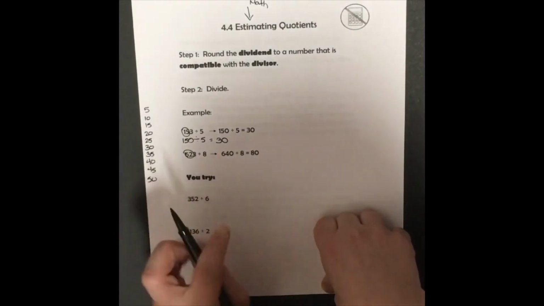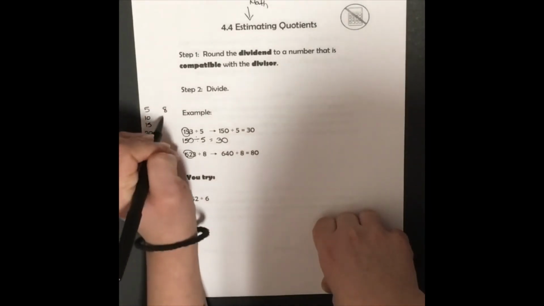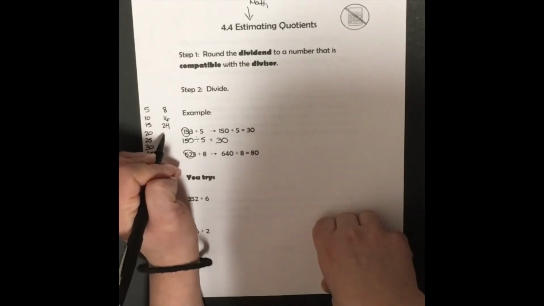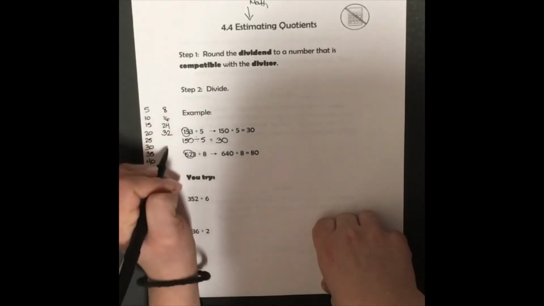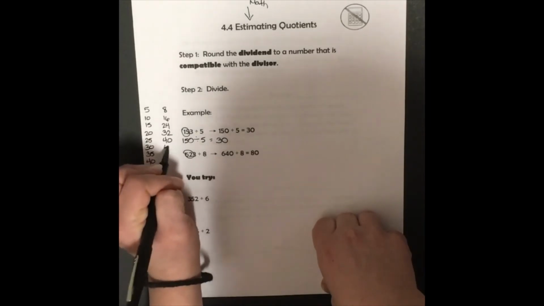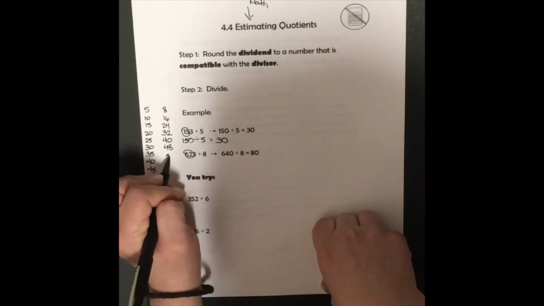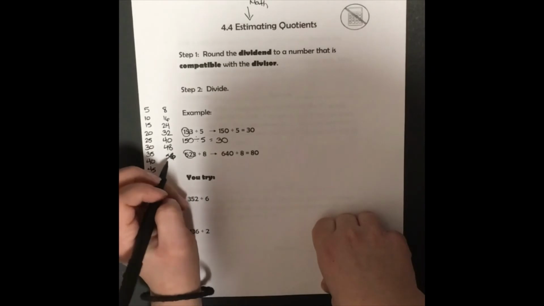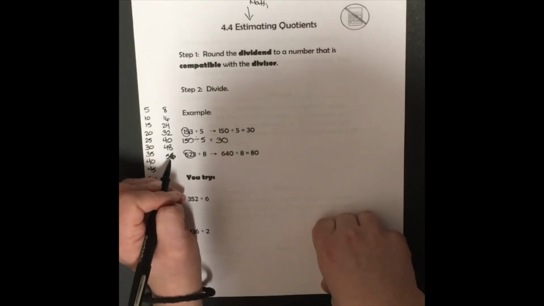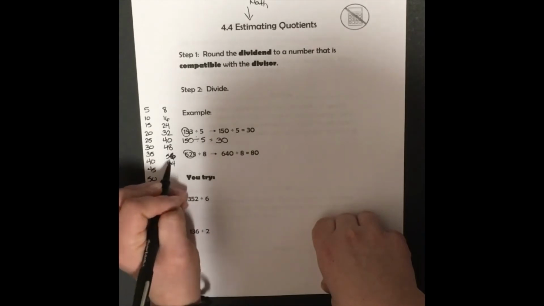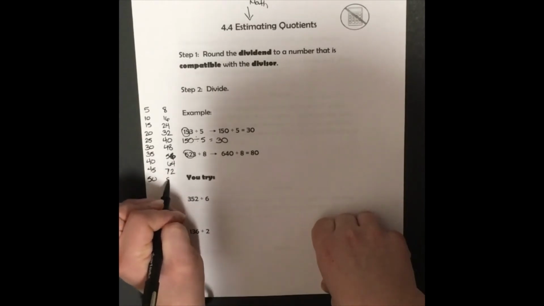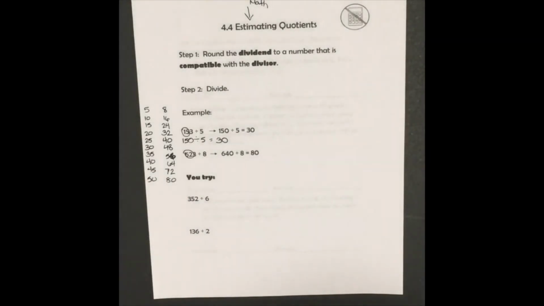Circle the first two digits. We're going to make multiples of the 8. 8, 16, 24, 32, 40, 48, 56, 64, 72, 80. And I'm going to say, well, what is 62 closest to?